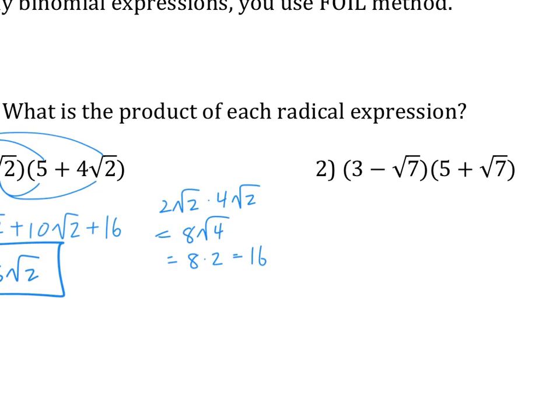Okay. Number 2, let me know when you're done. Please be careful of your negative signs. 8 minus 2 root 7.